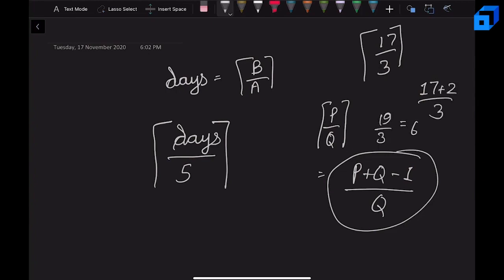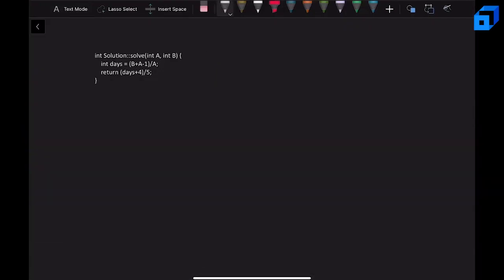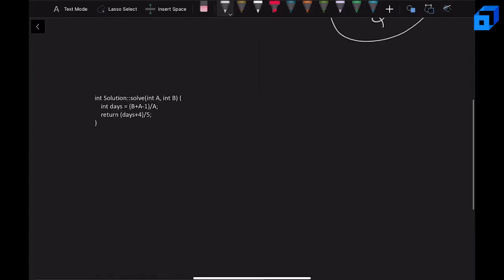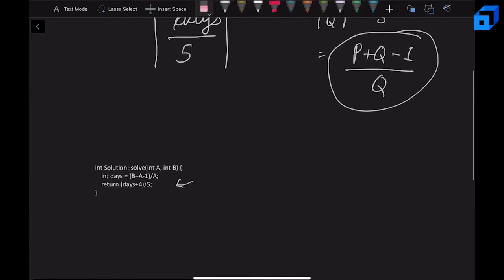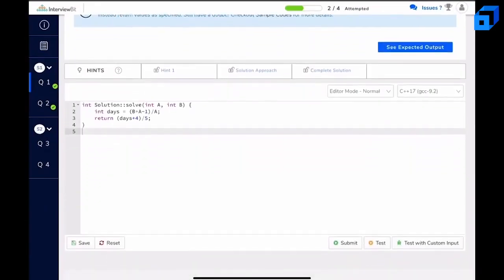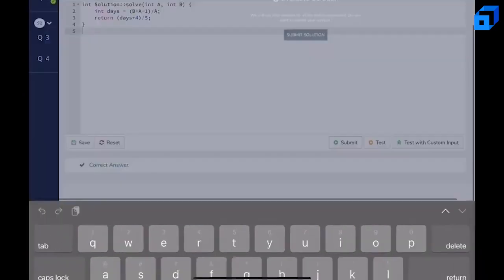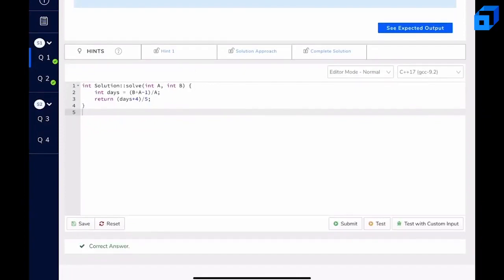So let's actually implement this. We assign days as (B plus A minus 1) by A, which is ceil of B by A. So days is ceil of B by A. And we will simply return (days plus 4) by 5, which is ceil of days by 5, which is our answer. So let's actually submit it to check. We have written the code here and it works on the sample cases, and let's submit it. It works on all the cases.